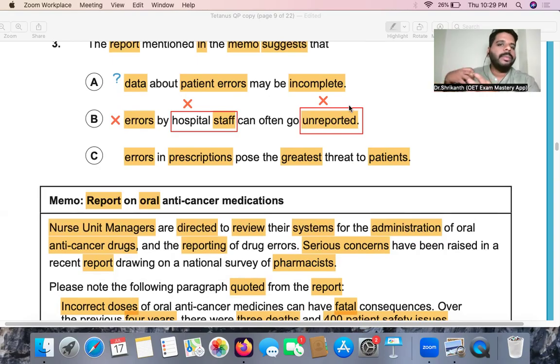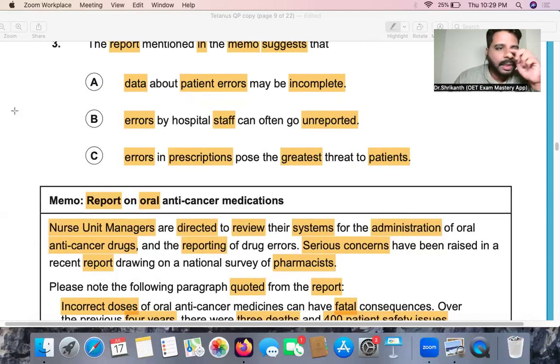What I'm trying to teach you is, don't try to focus on the correct answer. When you try to focus on the correct answer is where you experience more difficulty, but rather focus on eliminating the incorrect answer options. So none of these things are mentioned over here. So you can easily eliminate answer option B.